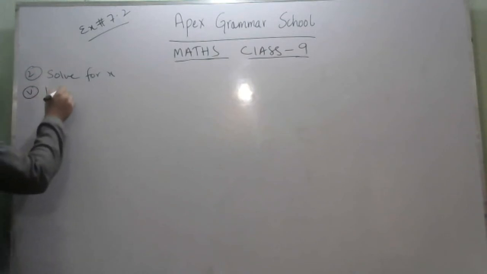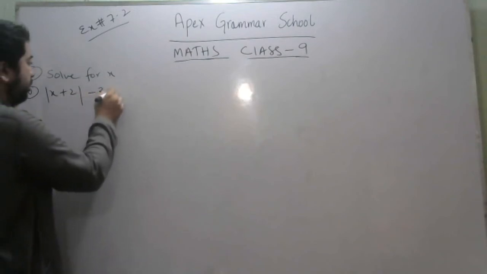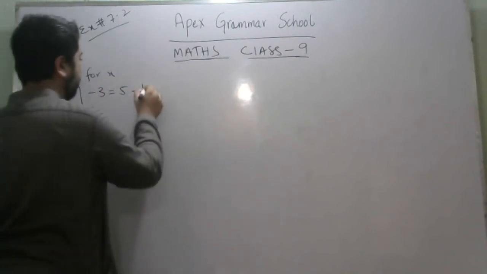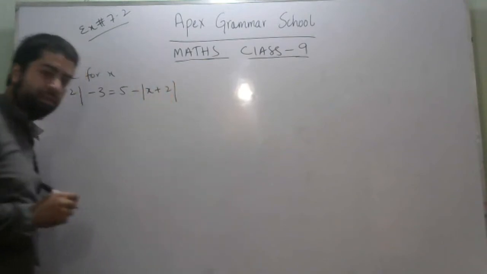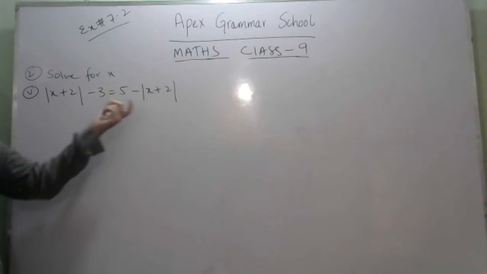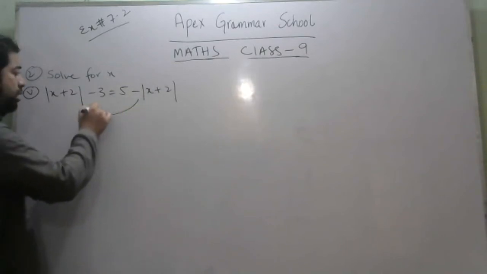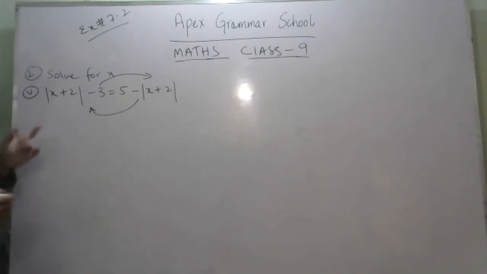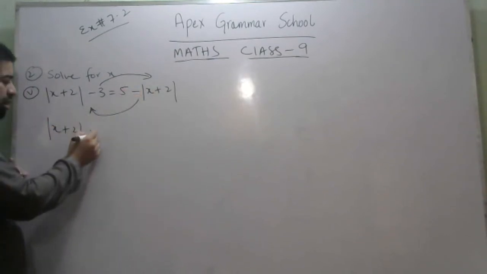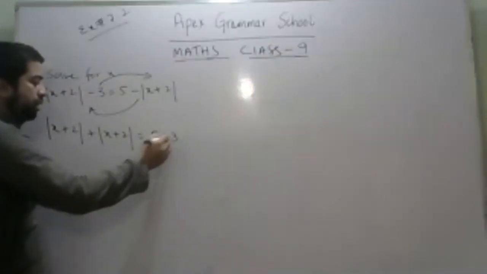x plus 2 minus 3 is equal to 5. Then again minus sign with x plus 2. Okay. Now again, this is not independent and also this is not independent. So to make it independent, collect these values on one side. This is mod x plus 2. This negative will be positive here. Again x plus 2 is equal to 5 plus 3.